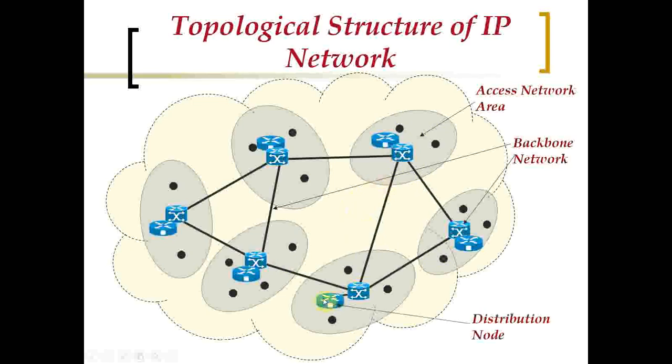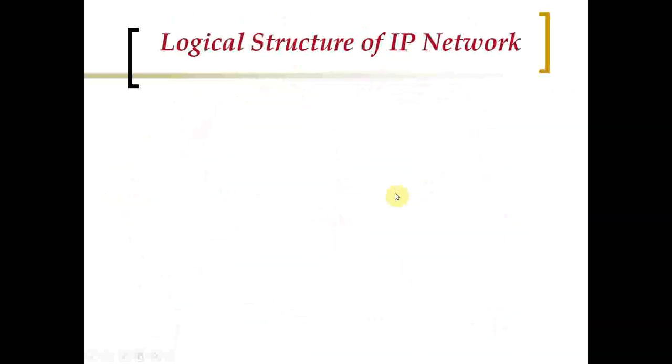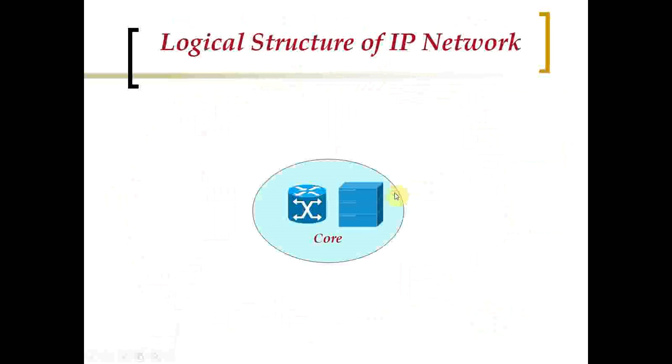And this is a distribution node. The distribution node is responsible for distributing the traffic towards the users and the opposite direction. And of course the users, the black points here, are the main beneficiaries of the network. Okay, so that was an example of the topology structure.